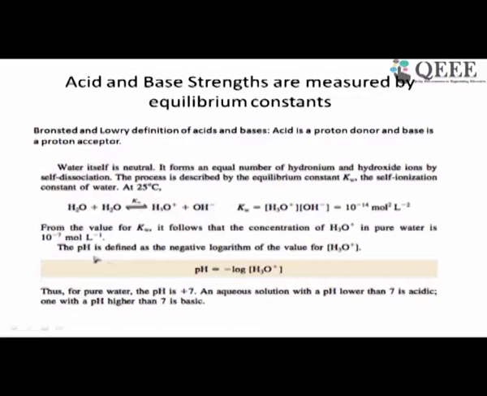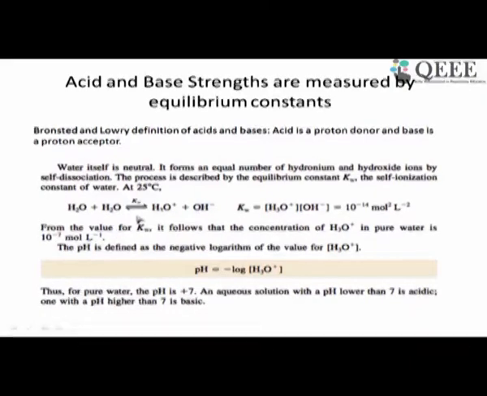And if you try to find the concentration of H3O plus, you can find it is 10 power minus 7, because water has equal amounts of H3O plus and OH minus. If H3O plus is 10 power minus 7, OH minus also should be 10 power minus 7. That will give 10 power minus 14. So the concentration of H3O plus in pure water is 10 power minus 7.